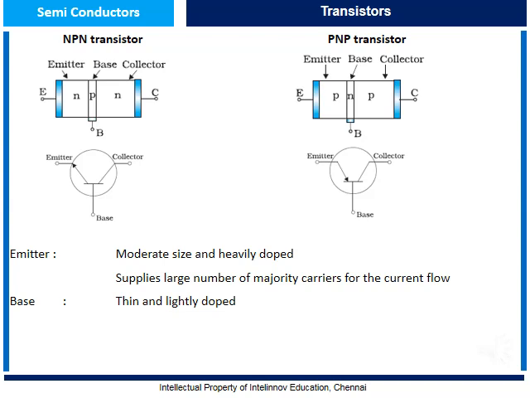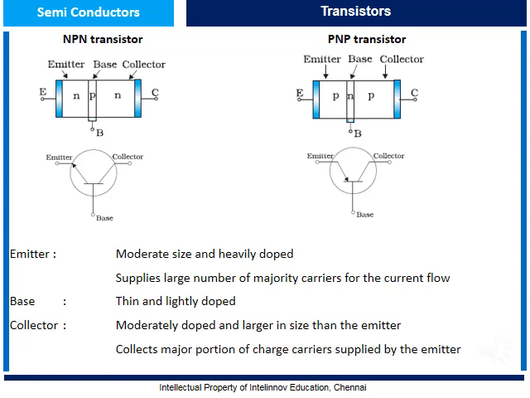In case of collector, the collector is moderately doped and larger in size than the emitter. It collects major portion of the charge carriers supplied by the emitter. Thus, we cannot interchange emitter and collector.